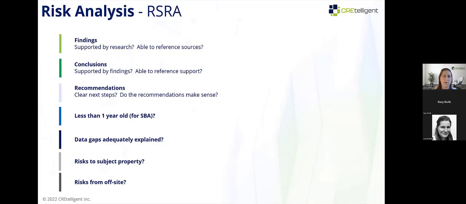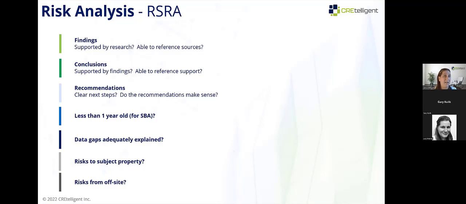Look at your conclusions. Are the conclusions supported by the findings? And are you able to reference support for those conclusions? Do the recommendations give clear next steps? Do they make sense? If 1 and 1 isn't equaling 2, then you need to stop and look at where your gap is. Is it less than a year old? For the SBA, they would expect an RSRA to be less than a year old, and the SBA also expects that data gaps in that RSRA be explained. So if there were any gaps in information, have they been adequately explained? Has it been explained whether or not it affects the findings of that report?